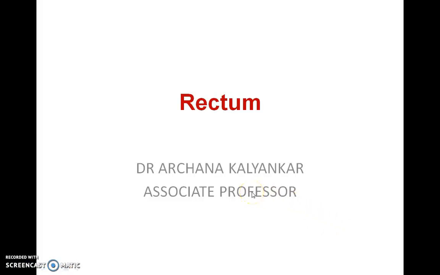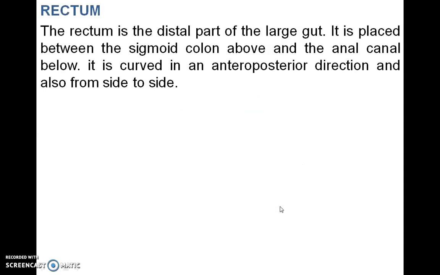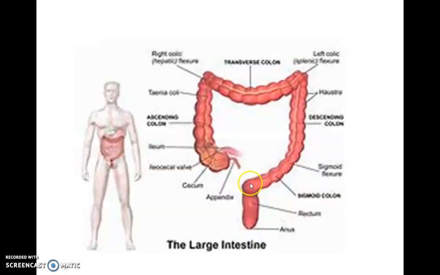It is straight only in quadrupeds, and as part of the large intestine, it is characterized by taeniae coli, sacculations and appendices epiploicae, which are the cardinal features of the large intestine. It extends between the sigmoid colon above and the anal canal below. It is curved anteroposteriorly and also curved side to side.